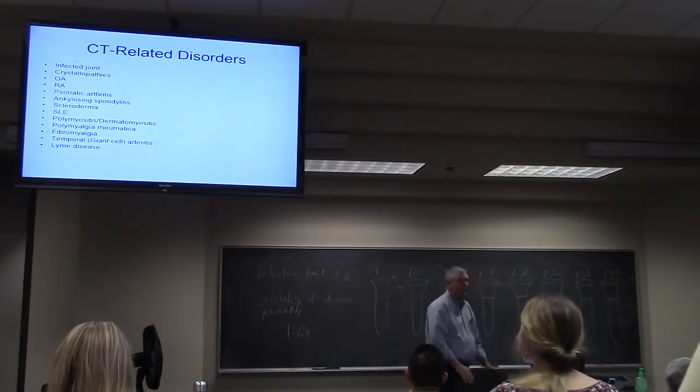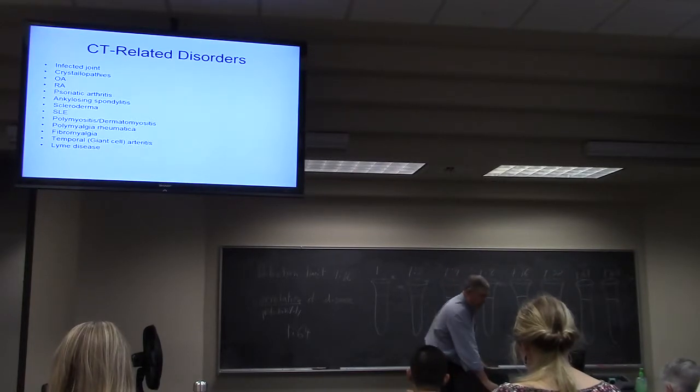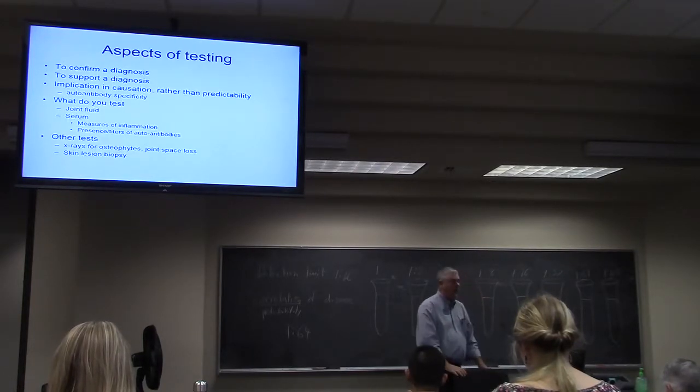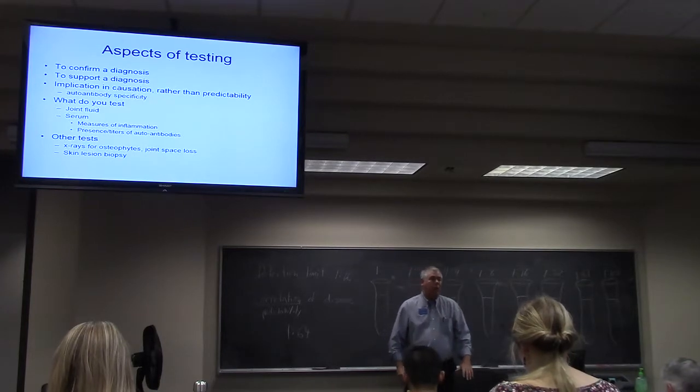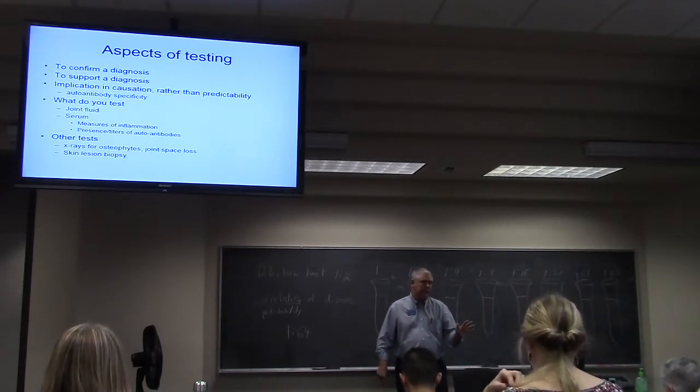And then talk about the differential diagnosis. These are the diseases that we're going to talk about as we go down through here. Okay? So, aspects of testing for rheumatoid diseases. Okay, there are different types of tests here.